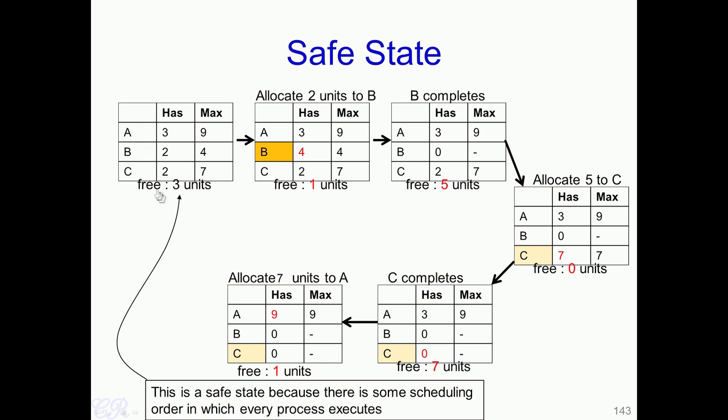Thus, we see that with this particular start state of the system, where there are 3 units free and the maximum credit limits of each client are 9, 4 and 7 units, there is a schedule possible so that all the maximum requests by the clients can be fulfilled. So, we call such a state a safe state, and the banker could go ahead and make such allocations.